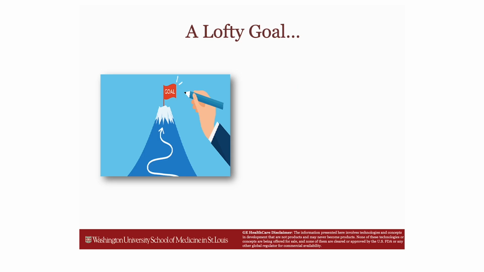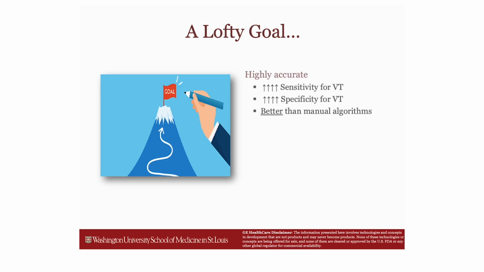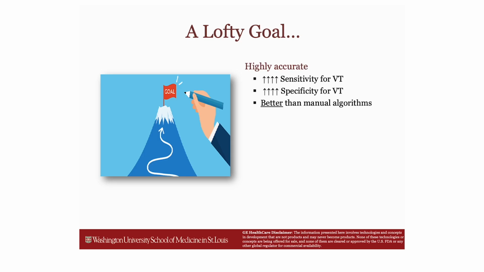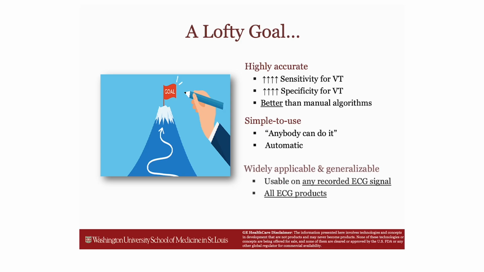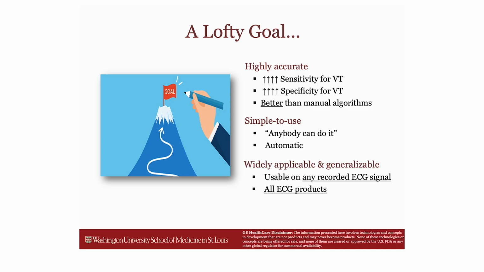And a lofty goal is that we need new methods that are highly accurate, with high sensitivity and specificity for ventricular tachycardia, and overall just better than the manual algorithms. We also need algorithms that are simple to use, meaning that anybody can use them. In other words, they have to be automated. And then we need algorithms that are widely applicable and generalizable, usable on any recorded ECG and all ECG products.